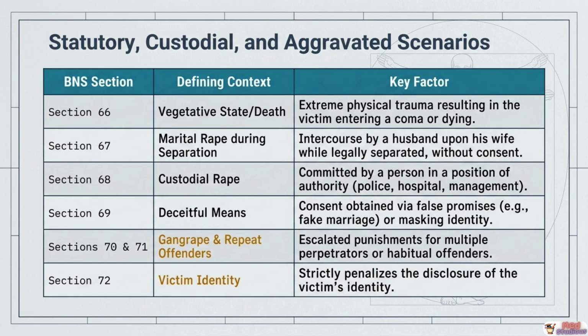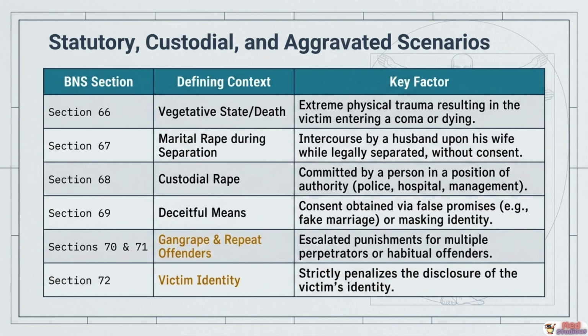Beyond the baseline definition of rape under Section 63, the BNS recognizes a spectrum of aggravated and circumstantially elevated scenarios, each carrying enhanced punishments reflecting the heightened violation of trust, power asymmetry, or physical severity involved. BNS Section 66 represents the apex of physical harm, rape causing the victim's death or resulting in a persistent vegetative state. The punishment is either death or rigorous imprisonment for the remainder of the offender's natural life. This section reflects the legislature's recognition that sexual violence can be lethal.